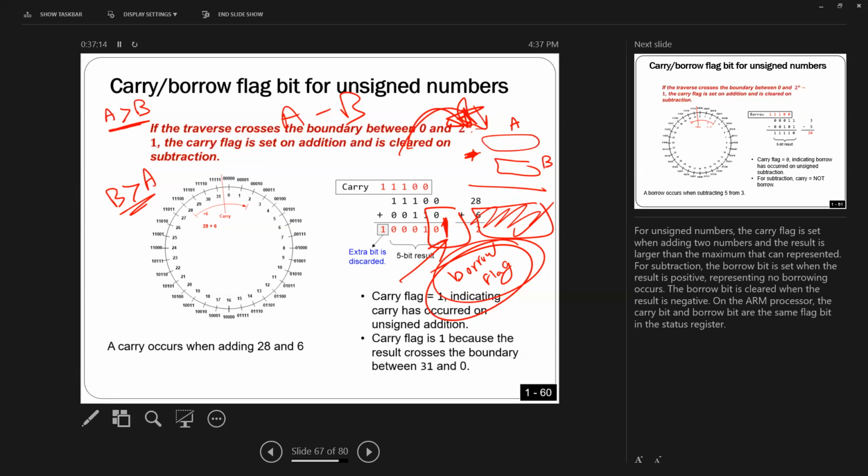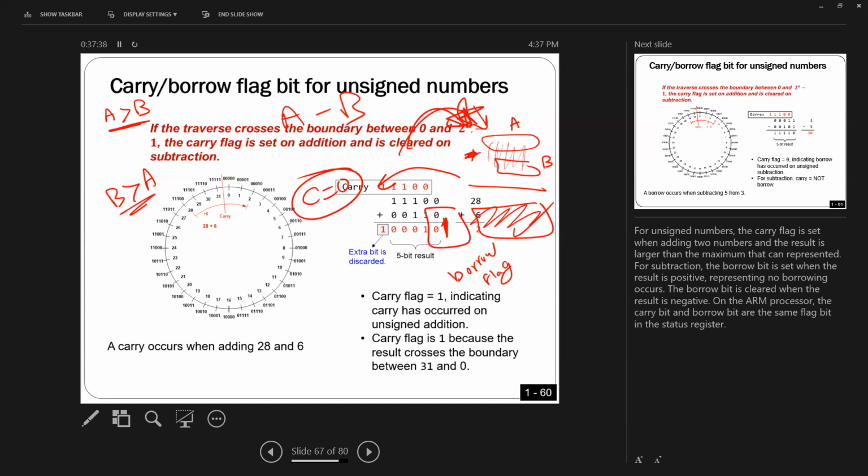What is the issue? The issue is, again, when you do subtraction, if there is a borrow, you will find the carry flag is 0. If you do it manually by hand, you will find after you do subtraction, the carry flag is 0. If the carry flag is 0, that means there is a borrow.